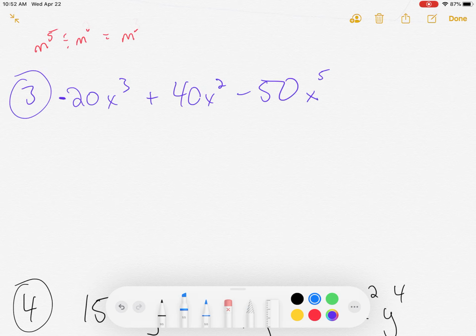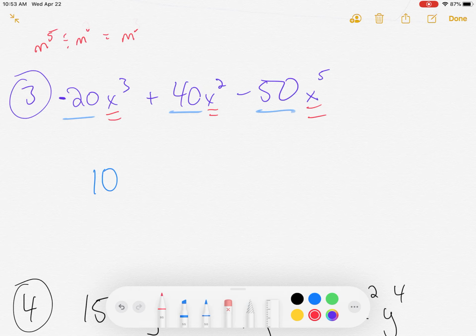Okay, that one was actually somewhat tricky. These bigger ones are actually a little easier, and I'll show you why. Okay, again, we're going to look at our numbers first, followed by our letters. So look at 20, 40, and 50. What's the highest number that goes into 20, 40, and 50? You say, oh, well, that's easy. That's 10. I know 10 goes into all three of those numbers, so I'm going to factor out 10.